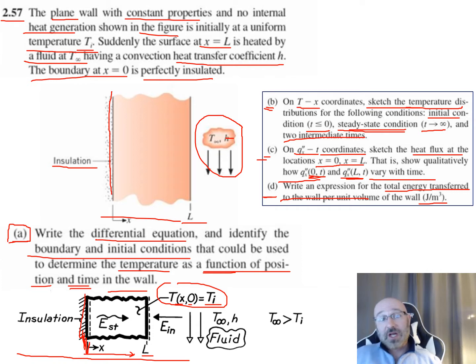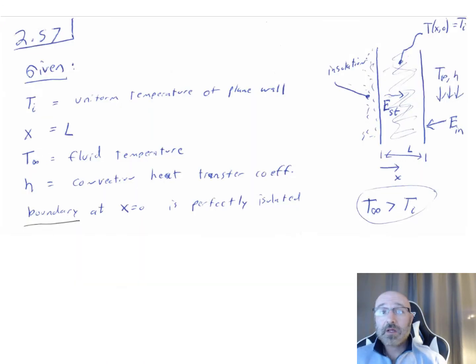So wherever it is there when our time is 0, this is our T sub i, given to us in our problem statement there. And we have the temperature of our surrounding fluid and our h value there. What we can see is that the temperature of our fluid is going to be greater than our initial temperature. So this is all stuff we're going to include on our setup page, in this case for our diagram.